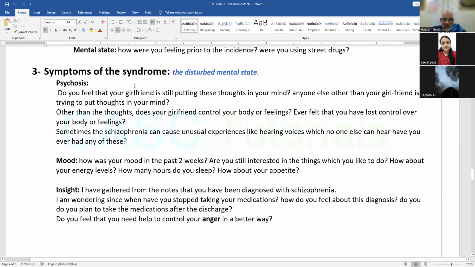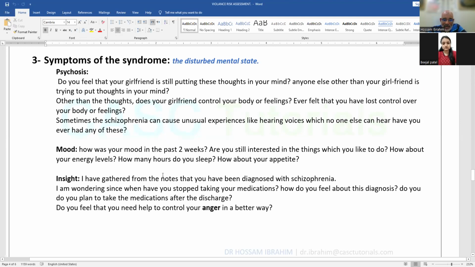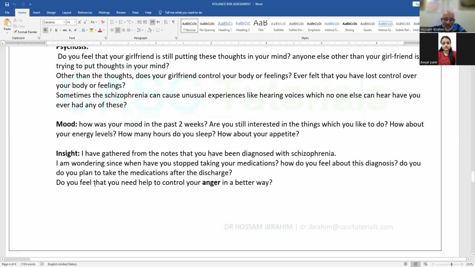So we have reached the symptoms of the syndrome. You want to ask about the psychosis, typical questions of the psychosis. Is his girlfriend putting thoughts in his mind or controlling him, any unusual experiences, and ask a couple of questions about the mood. What was his mood in the past 2 weeks? Is he still interested in things which he liked to do, etc. And finally, his insight about his mental state.